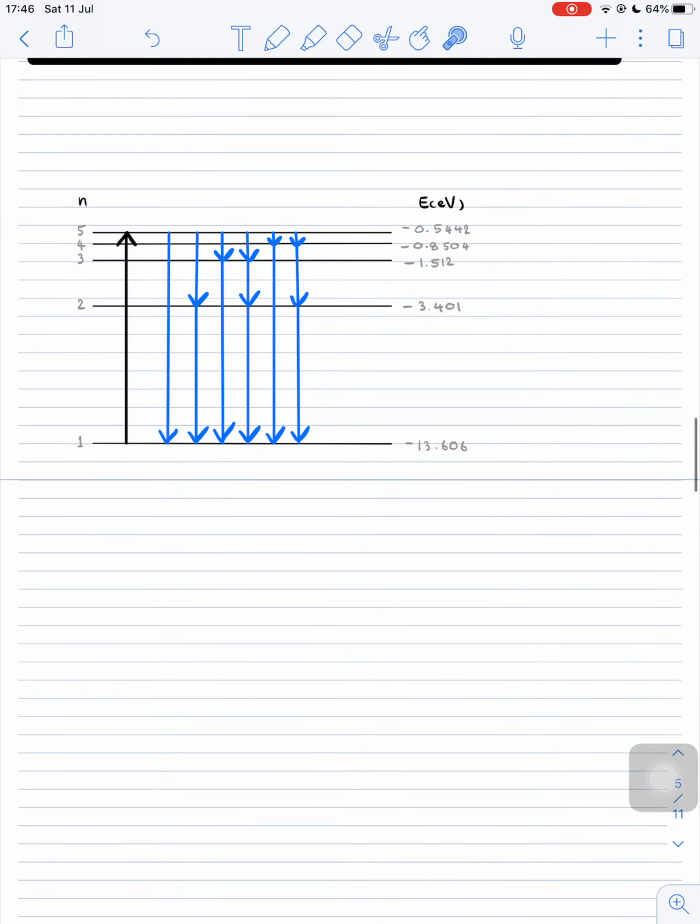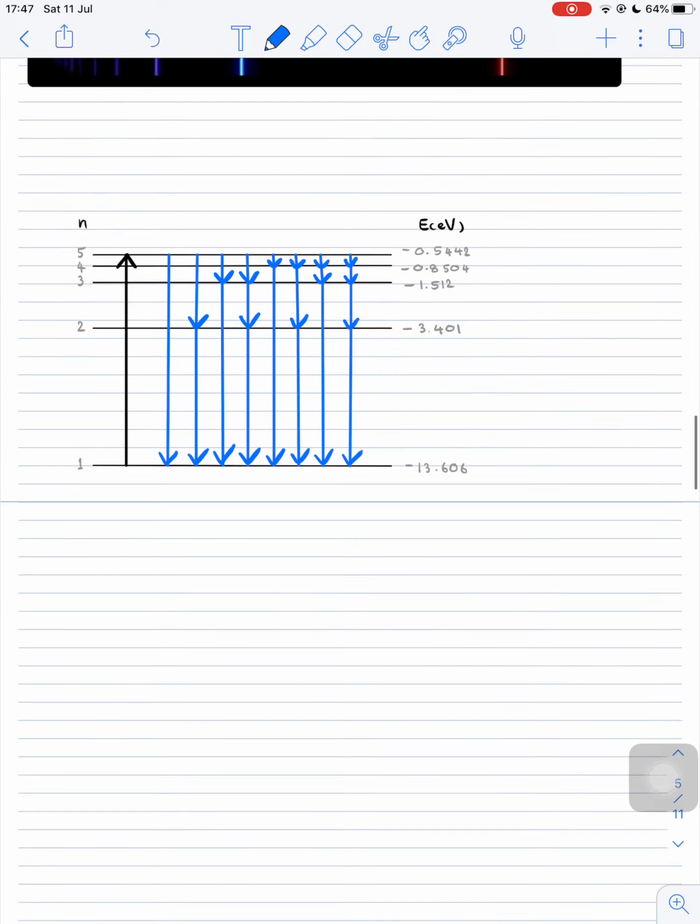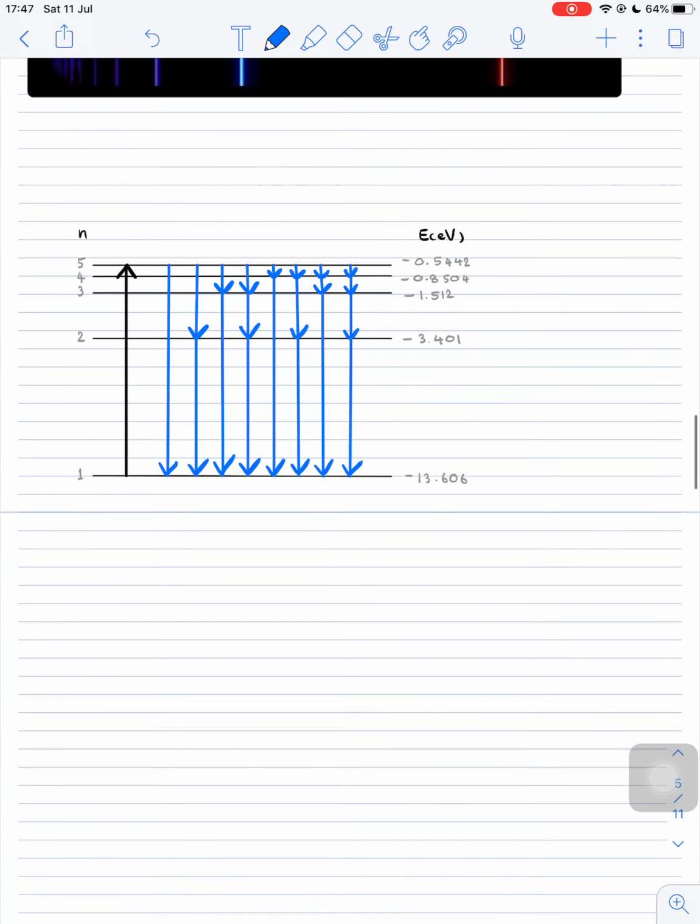So we have 5 to 4 and 4 to 1, or 5 to 4, 4 to 2, 2 to 1. On the 5 to 4, 4 to 3, and 3 to 1, like this. 5 to 4, 4 to 3, 3 to 2, and then finally 2 to 1. So that's the possibility that the electron can jump.